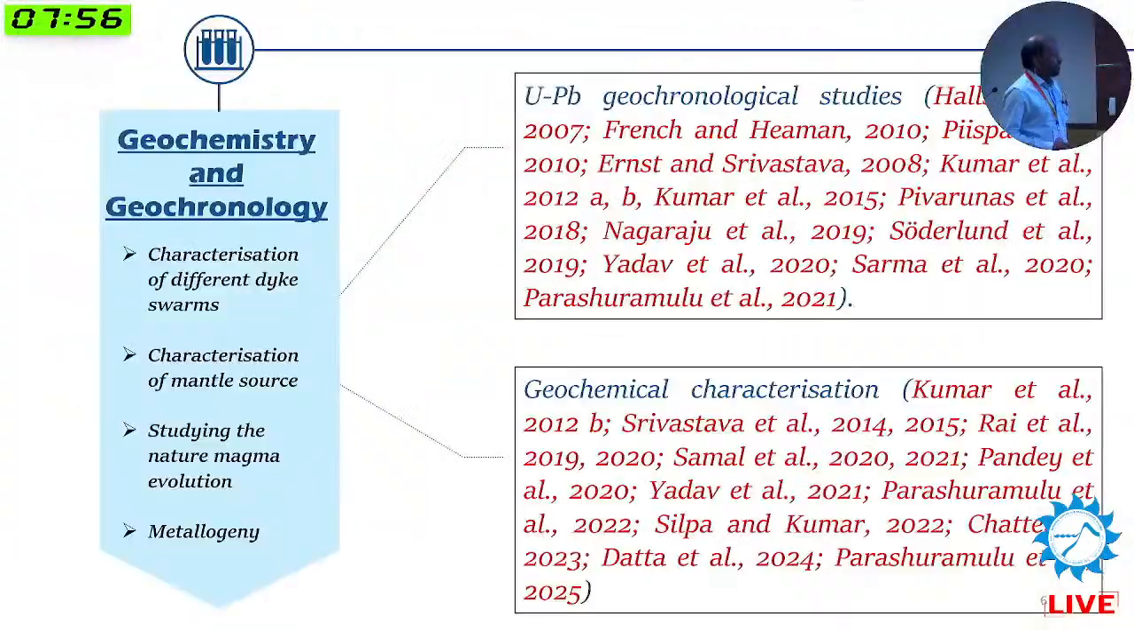There is a sufficient amount of precise geochronological data available on these paleoproterozoic dikes. The study starts from Hall et al. 2007 and subsequently French and Heaman 2010, and recently Söderlund et al. have given a spectrum of ages for the paleoproterozoic mafic dikes. Similarly, several authors have also studied or characterized the geochemical nature of these paleoproterozoic dike swarms, and we are also conducting this geochemical characterization.